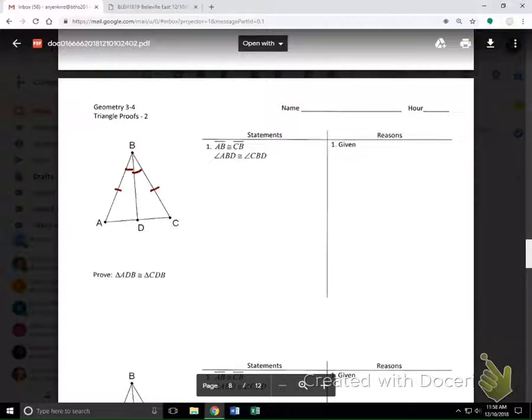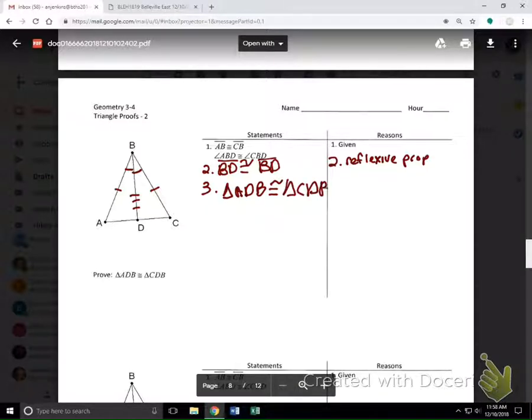It's reflexive. So we can now say BD is congruent to BD. And we know this by reflexive. Okay, now that we have that, we can now say that my triangles are congruent. So we say that triangle ADB is congruent to triangle CDB.